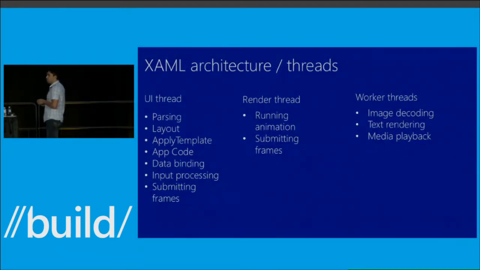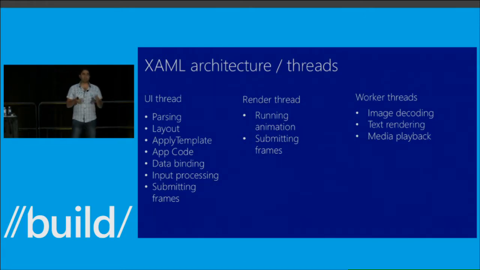The XAML platform also takes advantage of multiple cores. We are very efficient in taking advantage of cores. We make sure we have threads which can parallelize all the heavy lifting. At a very high level, we have two main threads, the UI thread and the render thread.